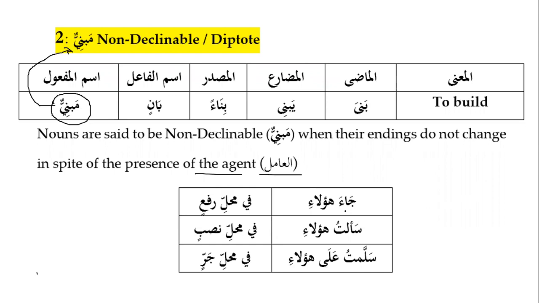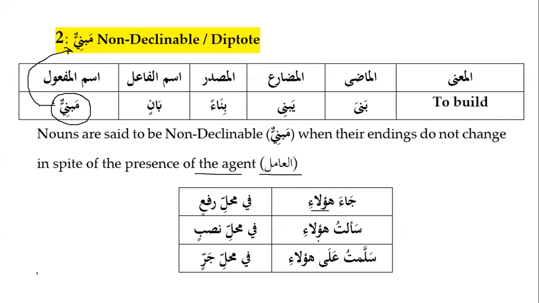Now see here, ja'a ha'ulai. Okay, now we can see here that ha'ulai is marfu, but we will say this is fi mahalli raf'in. Also, please remember that when we say fi mahalli raf'in, it only happens with the nouns that are mabniyun. For any other noun, we cannot use the term mabniyun, or the term fi mahalli raf'in. We will only use the term when the noun is mabniyun. So ja'a ha'ulai. Ha'ulai is in the place of the doer.